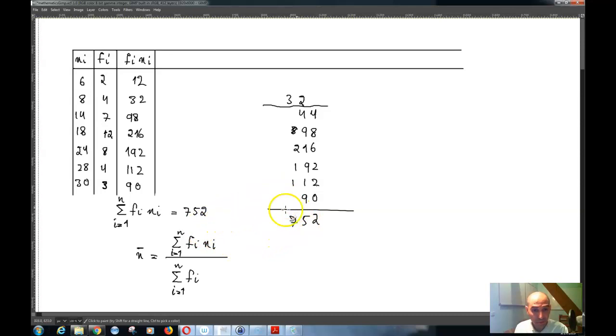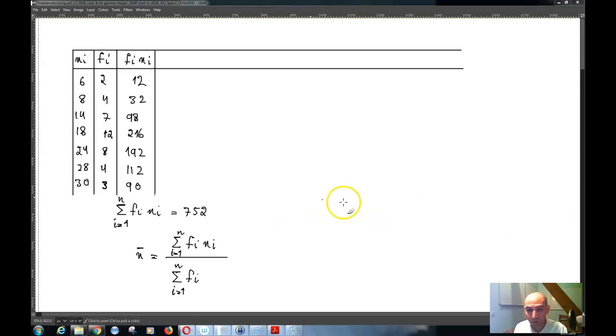And moreover, sigma f of i as i goes from 1 to n is equal to 2 plus 4 is equal to 6, 13, 25, and here you have 12, 15, so that's a 40. That is a 40.